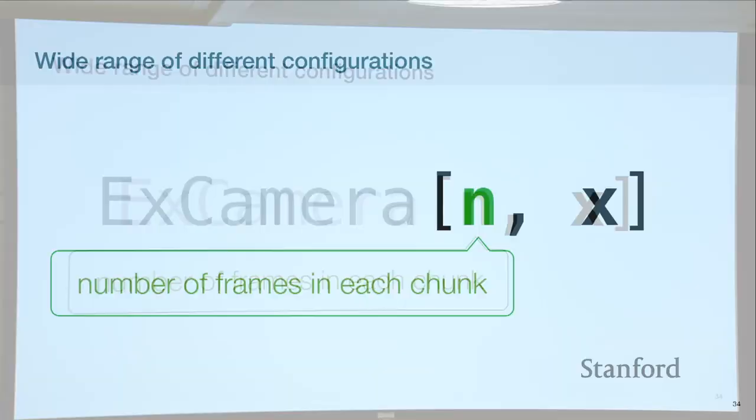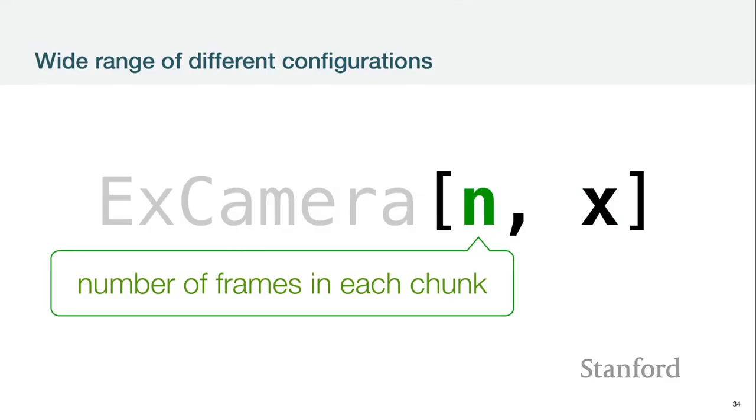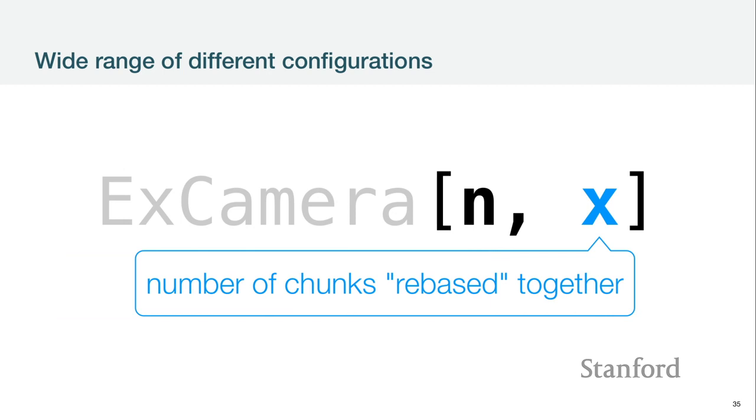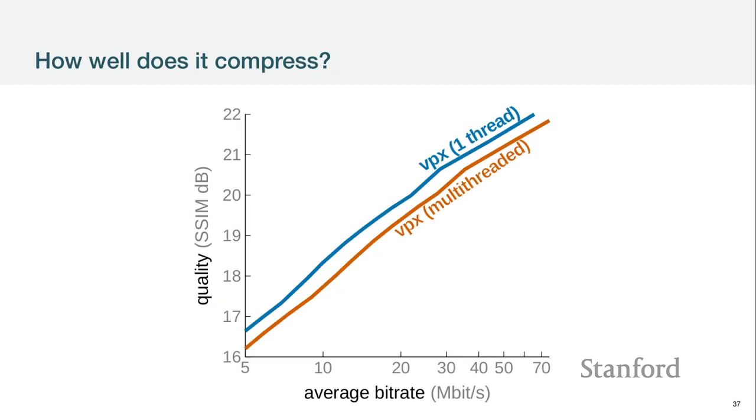So that's the algorithm. And there's a few different variations. We can run different numbers of frames in each chunk, and we can rebase and stitch different numbers of chunks together. And I'll show you an evaluation here. This is looking just at the compression efficiency. The question is, as the bit rate goes up, how good does the quality go up? This is a standard metric, structural similarity. And so we can see the best encoder you can get, this is Google's VPX encoder with 1 thread, no parallelism.